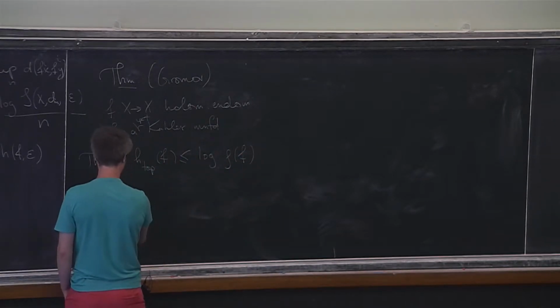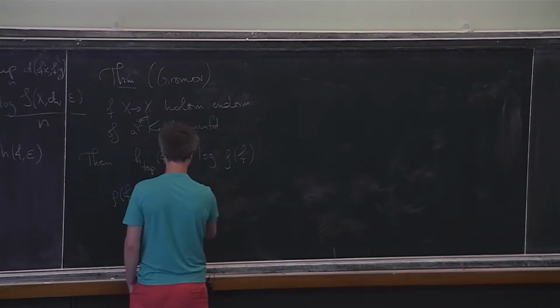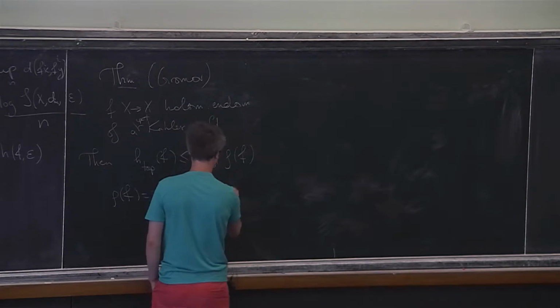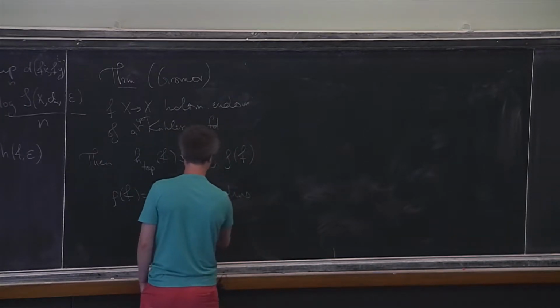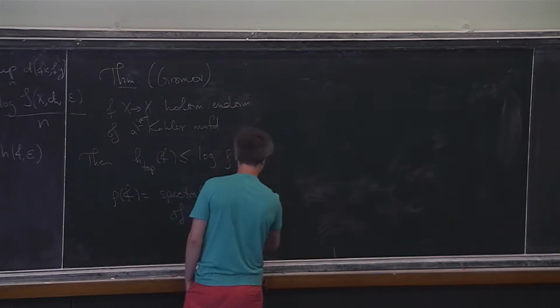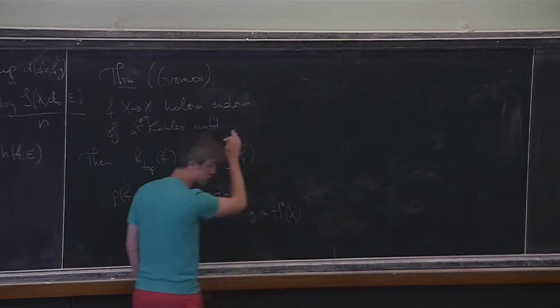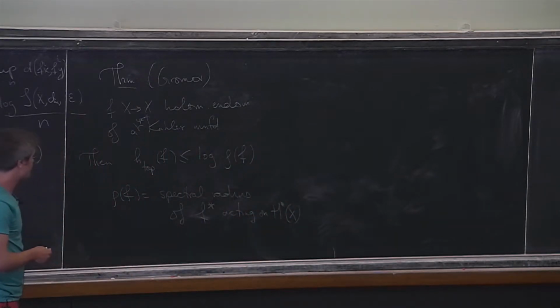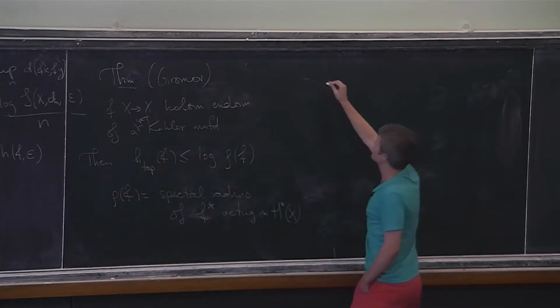So I remind you that this rho of f is the spectral radius of the pullback of f acting on cohomology, let's say, on all the cohomology groups of X. So this is not the whole truth.